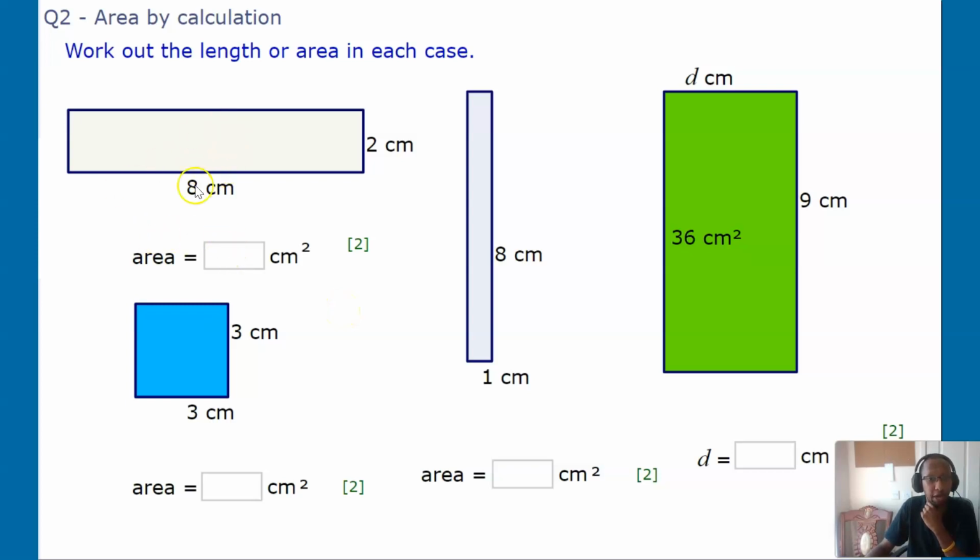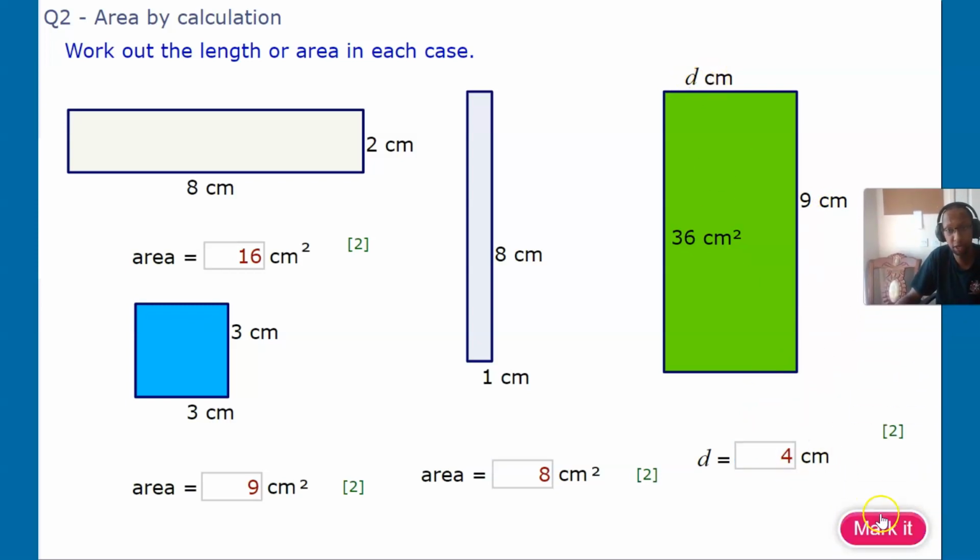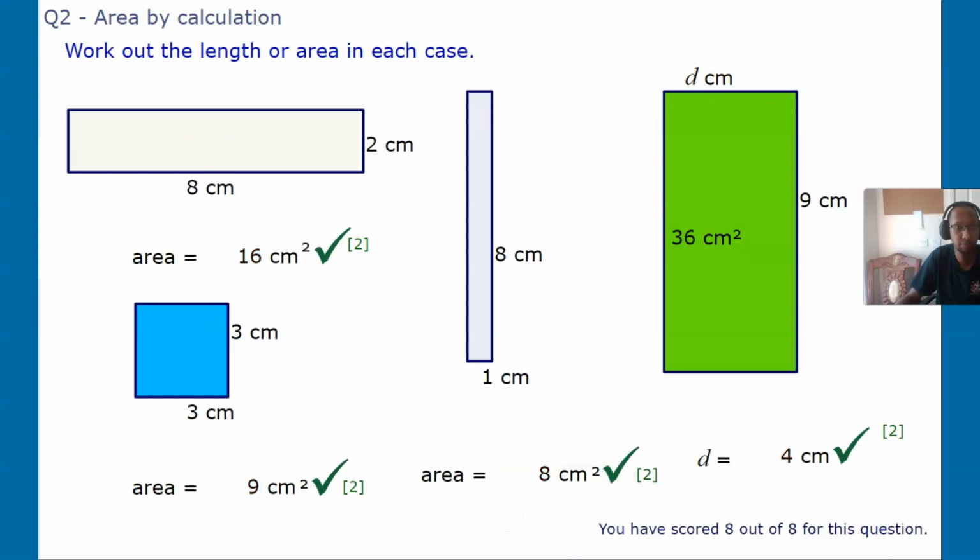Okay, so you should have 8 times 2, which would be 16. Then we have 3 times 3, which is 9. Then we have 8 times 1, which is 8. And finally, we need to think outside the box. So 9 times what will give you 36? Times tables. 36 divided by 9 would give us 4. So the solution, the width there, is going to be 4 centimeters along.